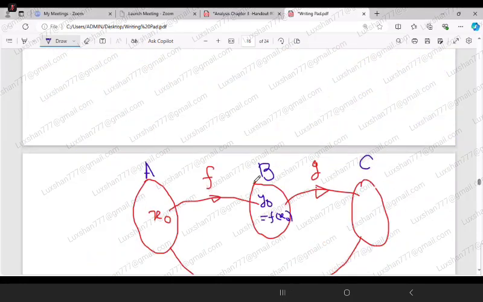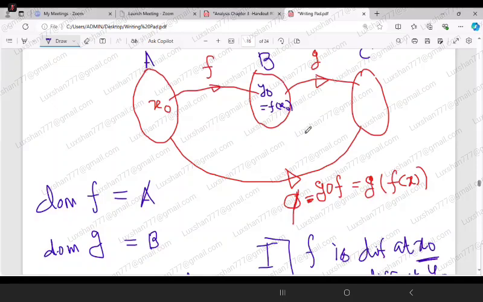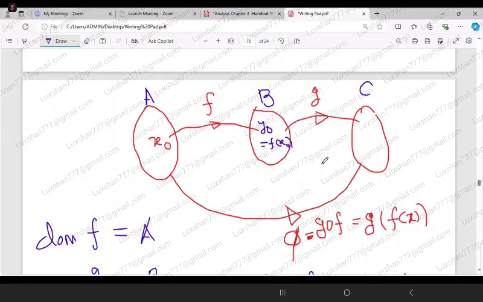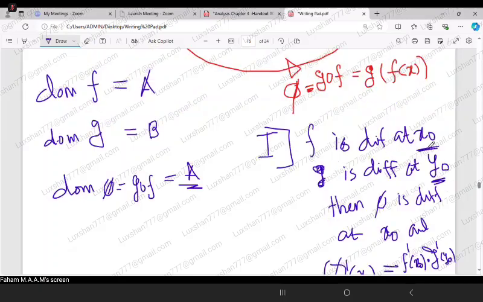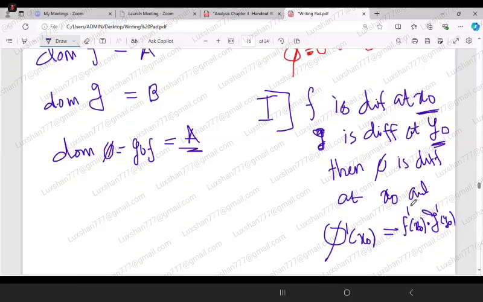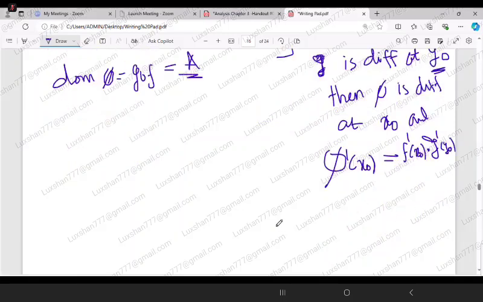Sometimes we call this the chain rule. This composition rule is actually nothing but the chain rule, but we study it as the chain rule. So if f is differentiable at x naught and g is differentiable at y naught, then phi is differentiable at x naught, and this one.